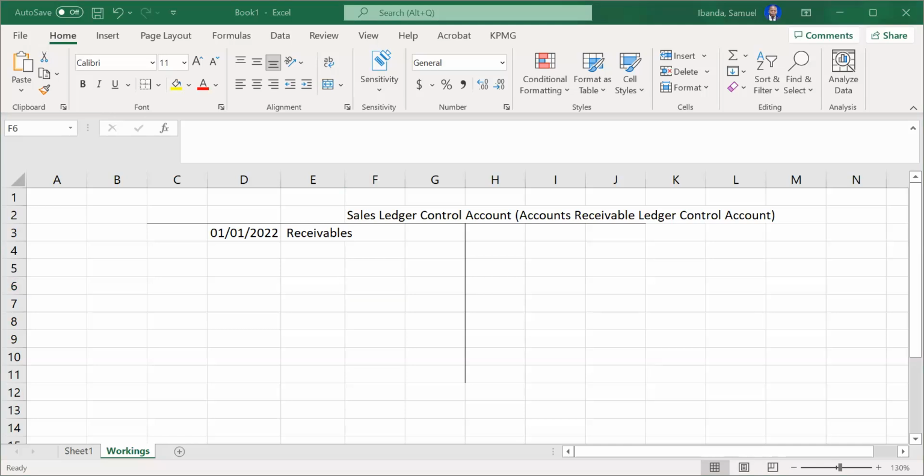Is there anyone else with a different answer? Okay, Hajara says we debit the closing balance. Hajara says we debit the closing balance. Anyone else with a different answer to what Hajara says?